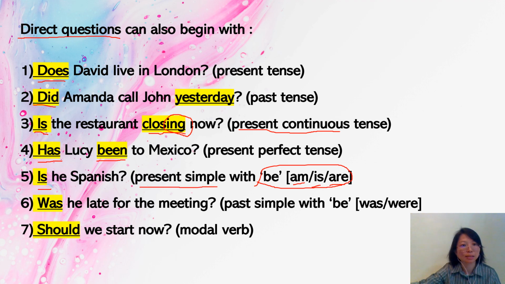Then number 6, was he late for the meeting? Now this is the past simple with be, was, or were. So the past simple here is was. And the be here in past simple is was and were. Was is the past simple for is, and were is actually the past simple for are.